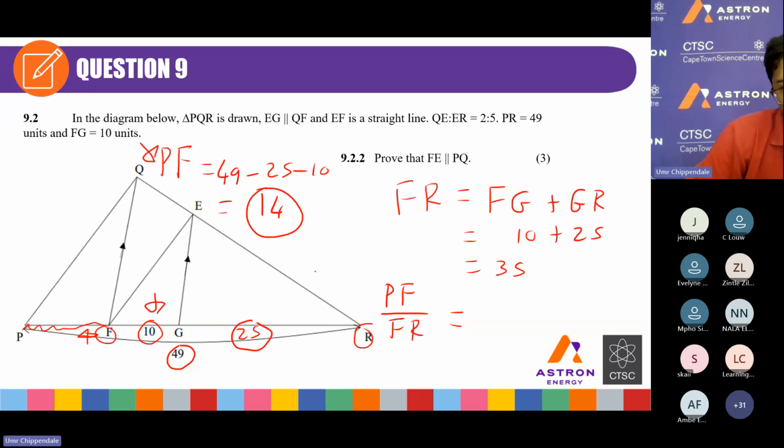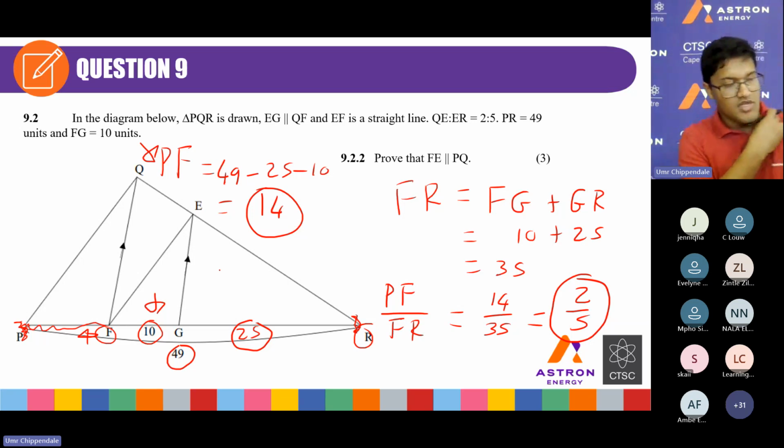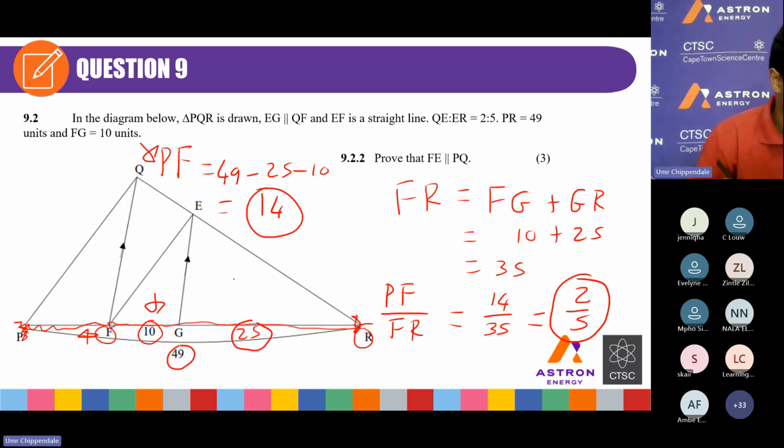Now we can say 14 divided by 35, and that's going to give you a value of 2/5. That is what PF over FR is. So that's going to be our PF over FR. It's going to be this whole section here. Now we are going to check how PF is in terms of this part, this whole section over here.